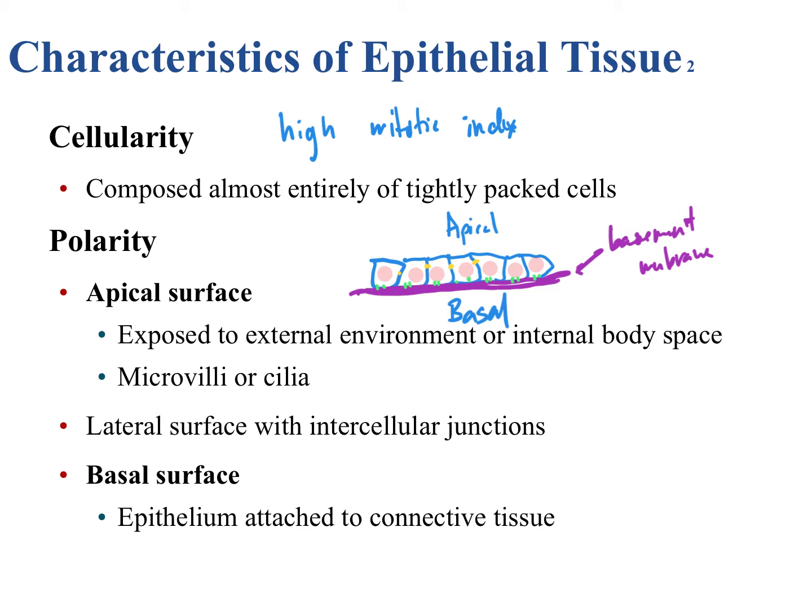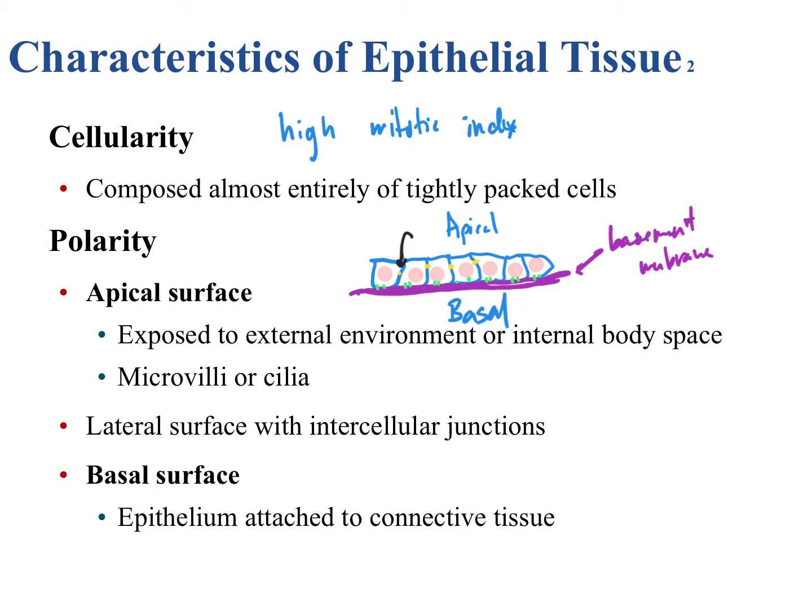It groups the cells together. Okay, so these intercellular junctions are important. They hold the cells together and also prevent things from passing between the cells. Okay, material cannot pass between the cells because of these junctions between them.